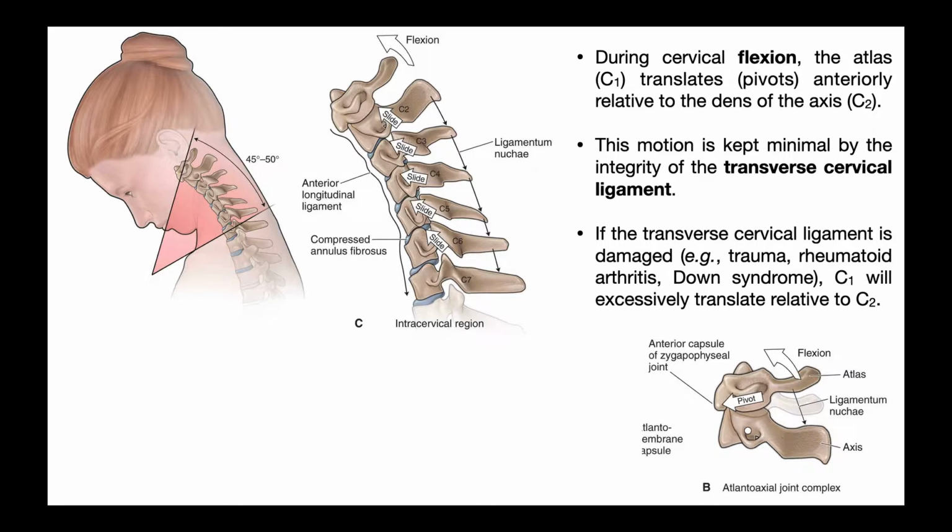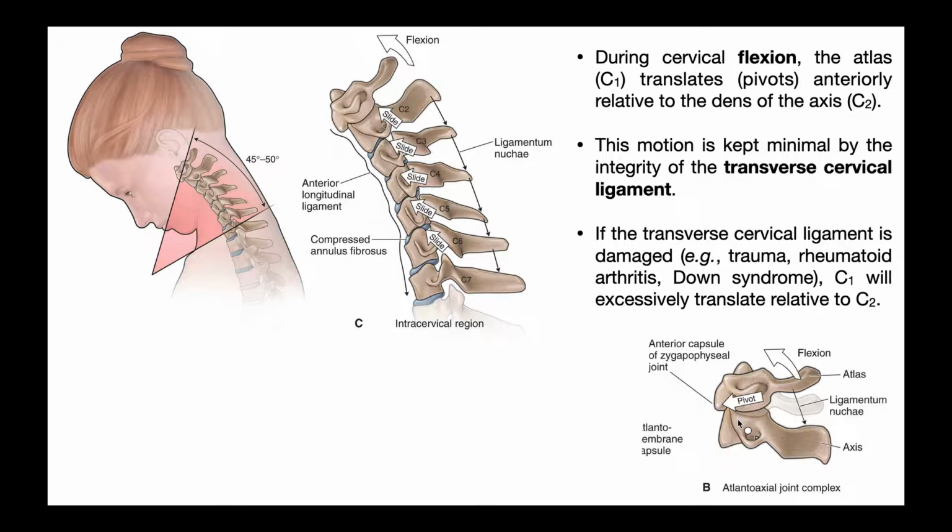In this video, we're going to be discussing an event that can happen during cervical flexion, really at the atlantoaxial joint, and it really relates to the integrity or lack thereof of the transverse cervical ligament. We'll talk about what this ligament does in just a minute, but before we do that, we really should understand some of the basic biomechanics of the atlantoaxial joint.